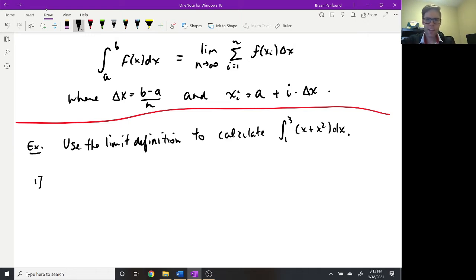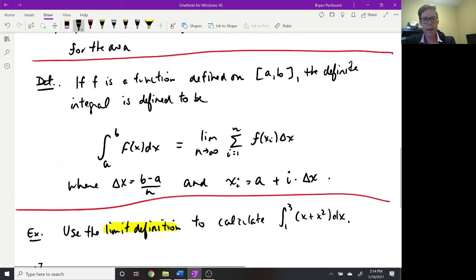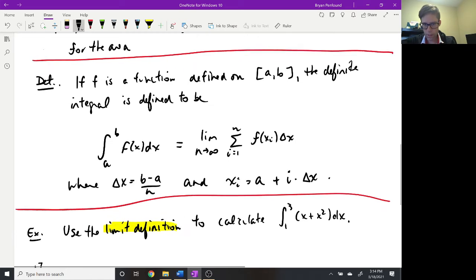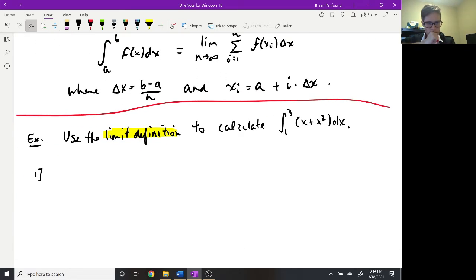Now, typically, I break this down into two major steps. The first step, when I know that I have to use the limit definition, so this is really the key here. If it says use the limit definition, we have to go back to this definition up here, and we have to try to evaluate using a sum of rectangles, okay? A limit of a sum of rectangles. So there's no way around this. We're going to have to use the limit definition to do this.